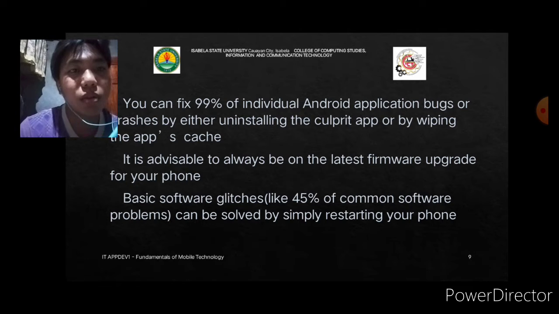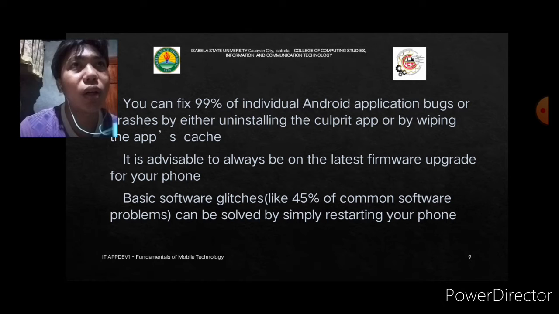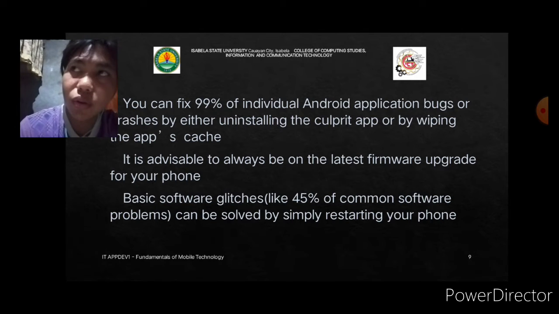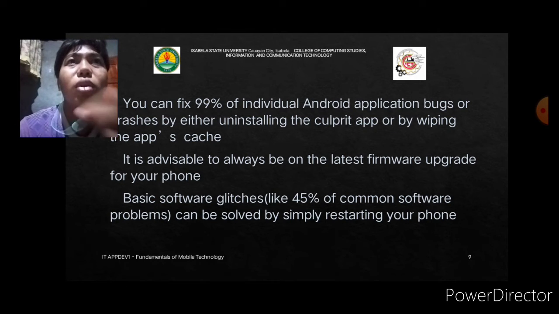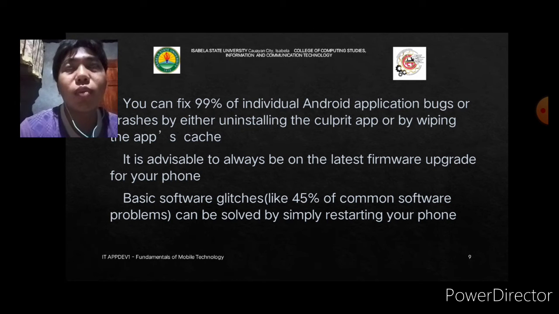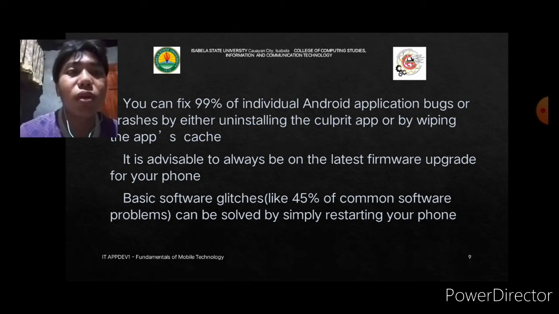Next is basic software glitches, like 45% of common software problems can be solved by simply restarting your phone. So, ganun din yung ginagawa ko pag naglalag yung cellphone ko, lalo na pag nagka-crash yung apps, kasi madalas yung mga application yung nagka-crash kaya siya naglalag din. So, nire-restart ko yung phone, kiniklear ko yung cache ng application, and then pag na-restart ko siya, okay na ulit yung cellphone ko.